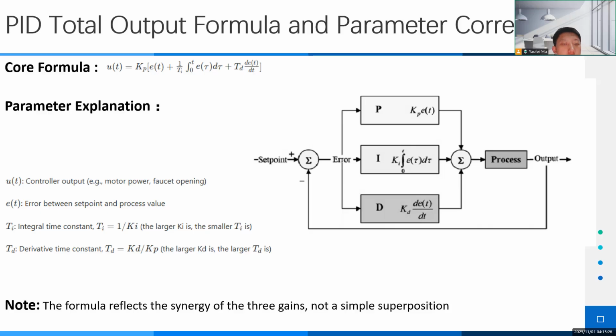The key point here is P, I and D don't work alone. They work together to adjust the output. It's not just adding their outputs one by one.